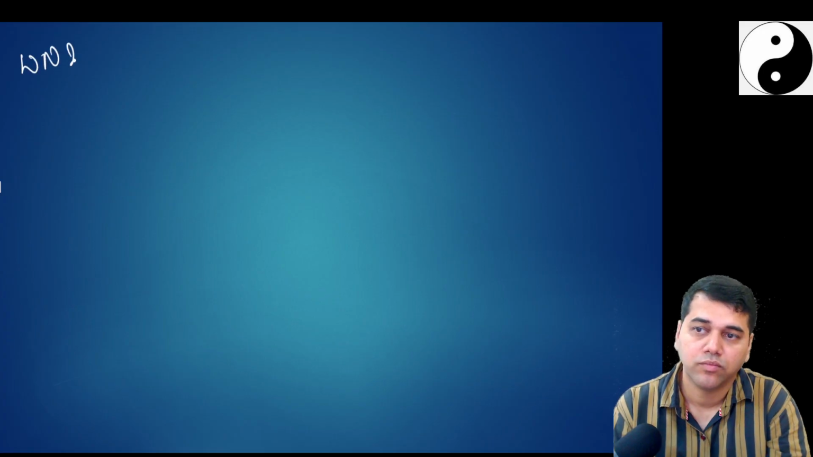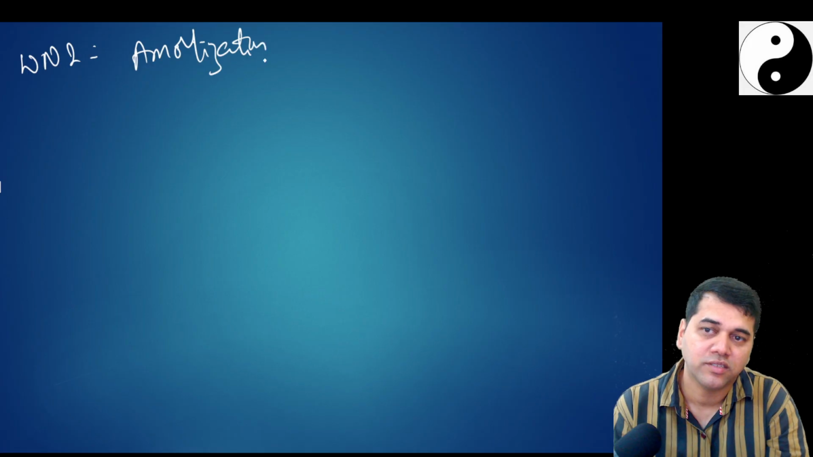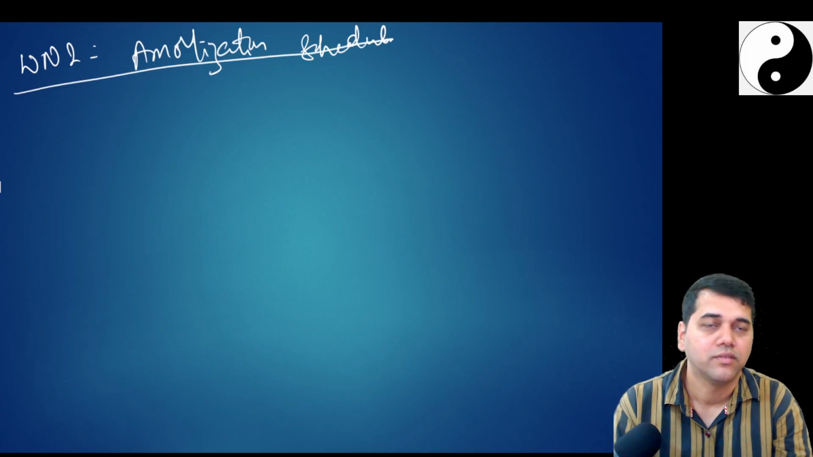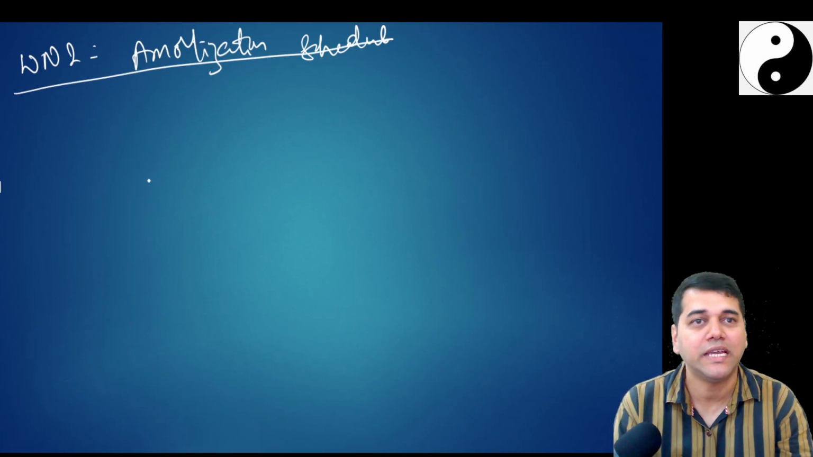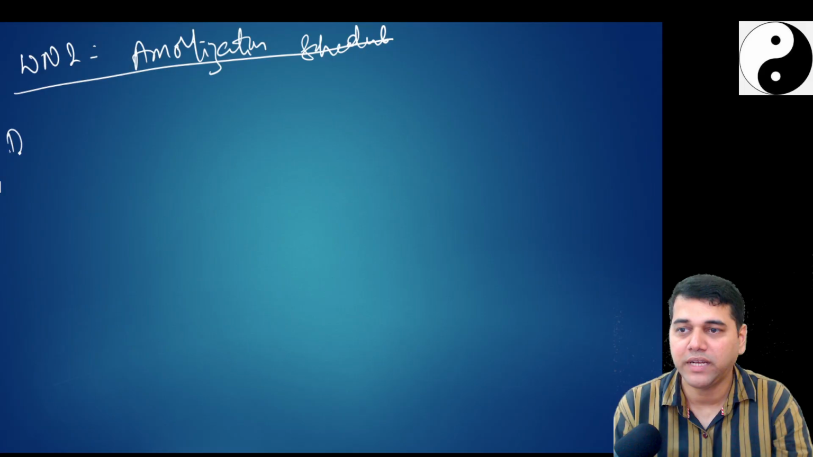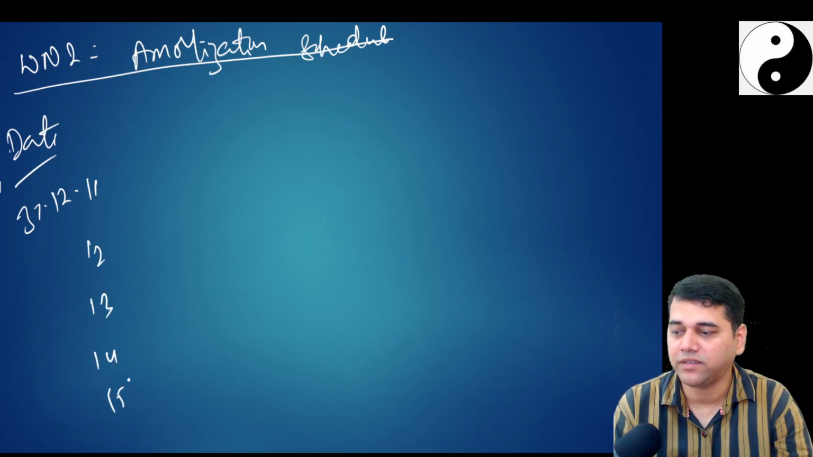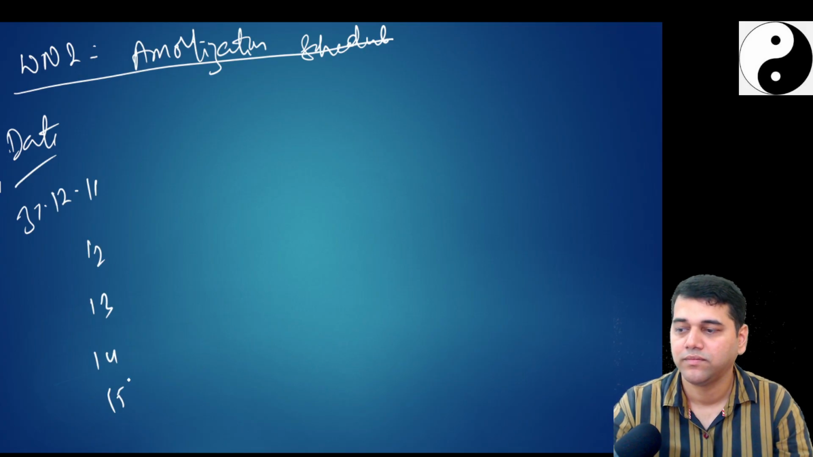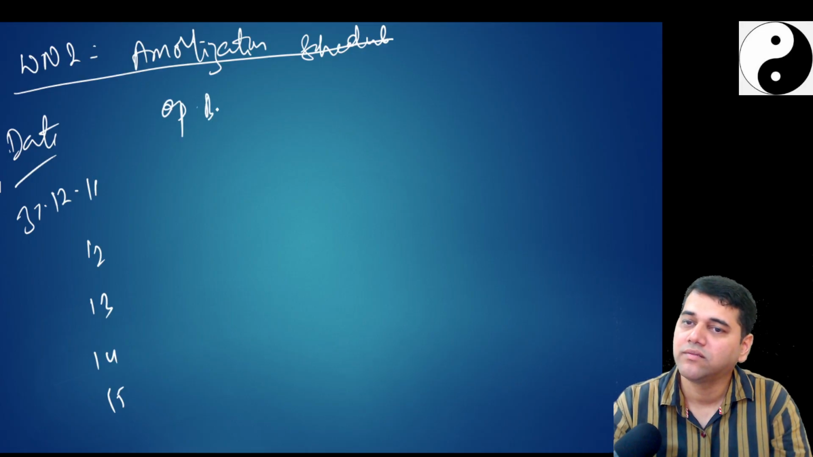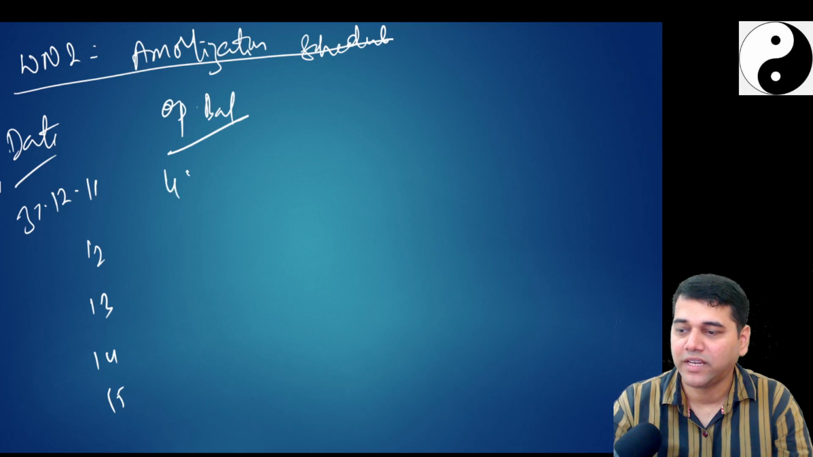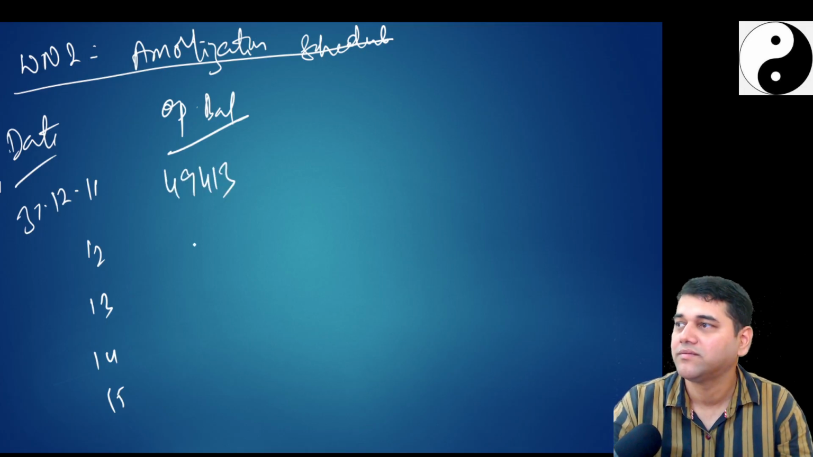Right, working note number 2. Amortization schedule. Yeah, because I need to prepare now. EIR changes. So what is my date? 31st December 11, 12, 13, 14, 15. What is my opening balance? 49,413.